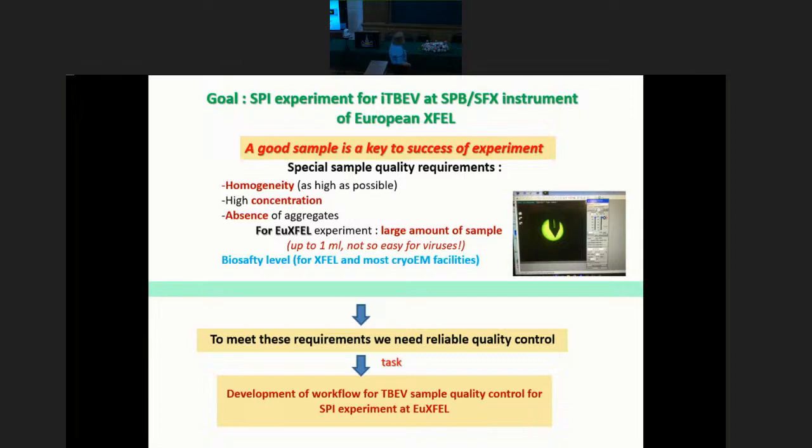You also need to think about biosafety level, because for free electron lasers and many cryo facilities, you cannot use wild virus, so you need to use inactivated virus, attenuated strains, or recombinant viruses. To meet these requirements, we need reliable quality control. And the first task was development of a workflow for TBE sample quality control for the SPI experiment.